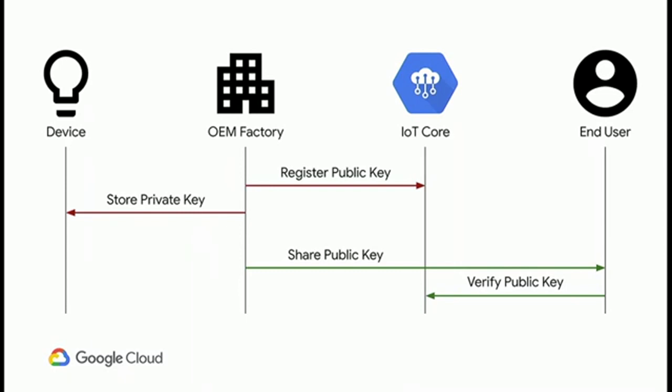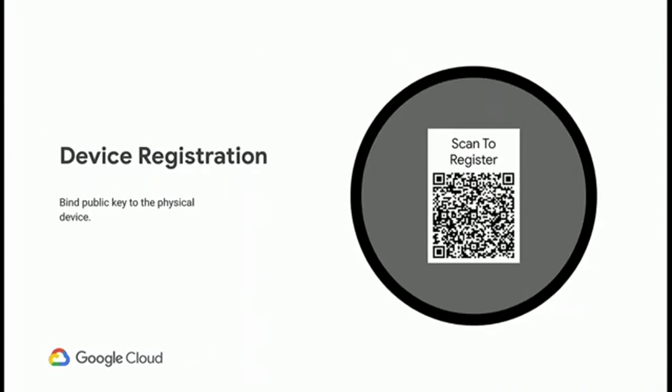Okay? And there's a number of ways you could do that in terms of how that information is shared. One example, which is how we do it in the example code that I mentioned to you earlier, is you can bind that public key to something physical on the device, like a QR code. And this is a very common provisioning method that's used by a lot of smart home vendors.